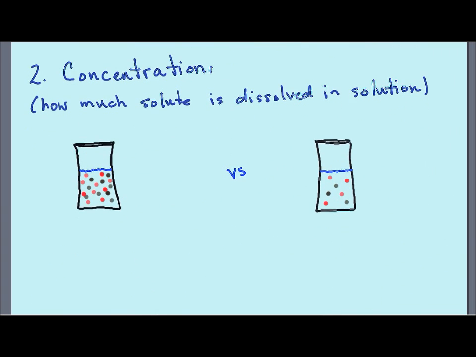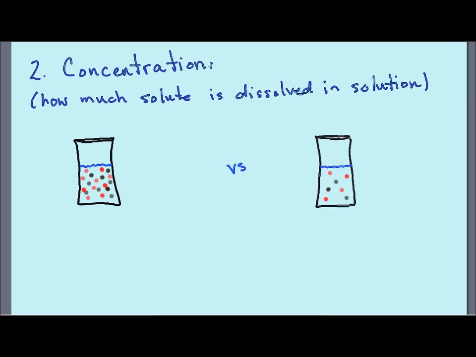The next one is concentration. So in order to understand this one, we have to know a little bit about what concentration is. Concentration is how much solute is dissolved in a solution. So say in this chemical reaction, the beaker on the left, we've got two reactants. The red dot, let's say that is NaCl, or sodium chloride. And then we've got the gray dots. Let's say that equals, I don't know, potassium iodide.